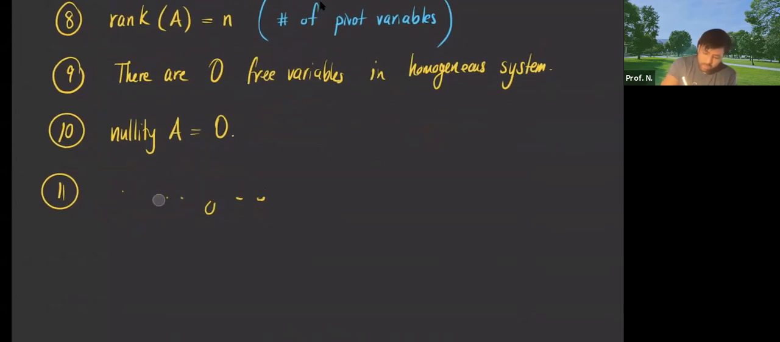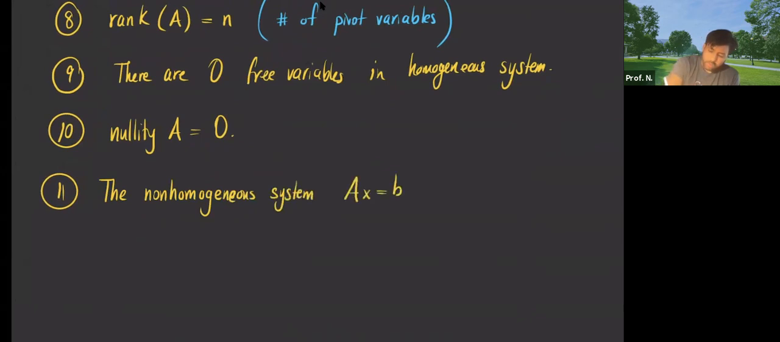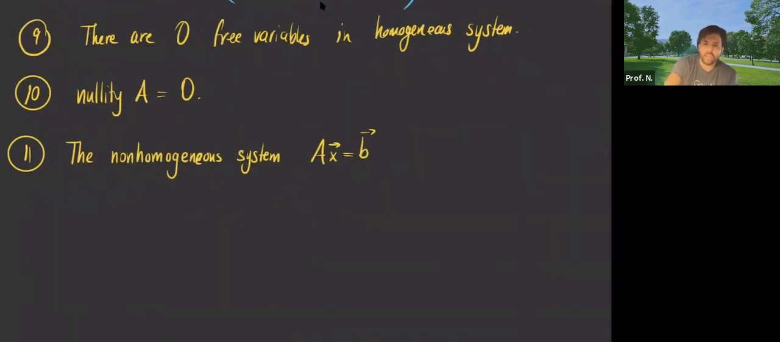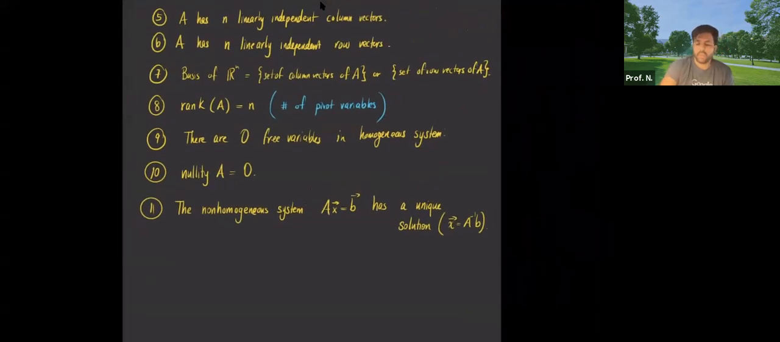Hold on, let me write this better. The non-homogeneous system AX equals B has a unique solution. That unique solution is A inverse B.